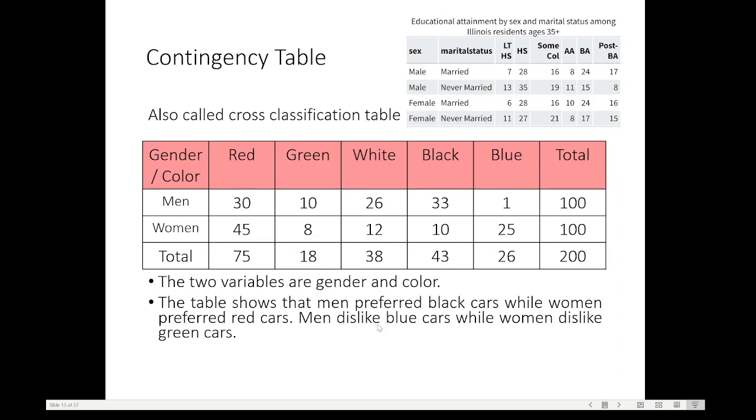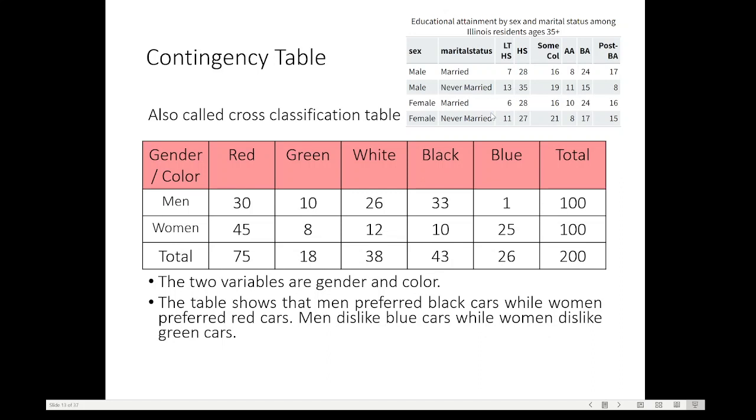Okay. And then dia boleh tambah lagi, men dislike blue cars. Kenapa dislike blue cars? Because men only have 1 blue car. Yang ni nilai dia hanyalah 1 sahaja. Okay, this is a two-way contingency table, ataupun kita panggil sebagai two-way cross tab.